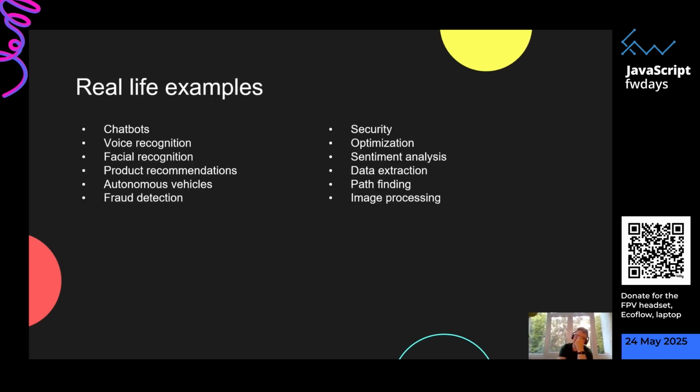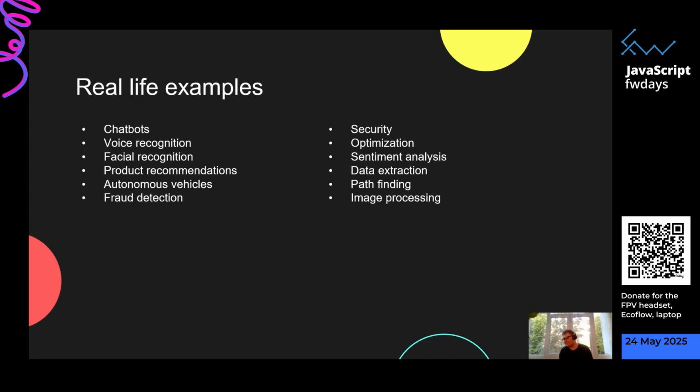Now, real life examples, we have a lot of them. Chatbots, voice recognition, facial recognition, product recommendations, autonomous vehicles, fraud detection, security optimization, sentiment analysis, data extraction, pathfinding, image processing. Unfortunately, or not, the list of AI use cases is expanding so rapidly that we can't keep up with it. You see that everything has something with AI in it right now. It's a trend. You want to make money, you need to put AI in your product.